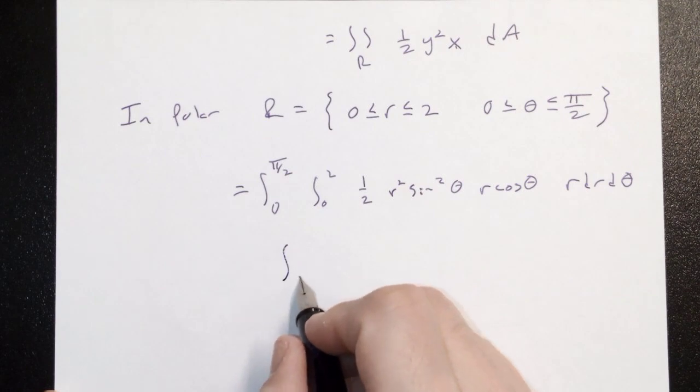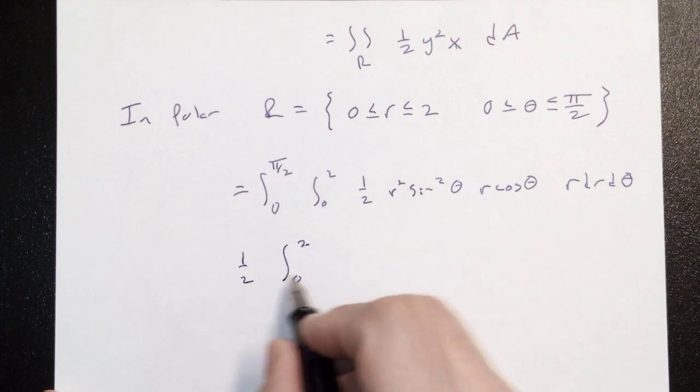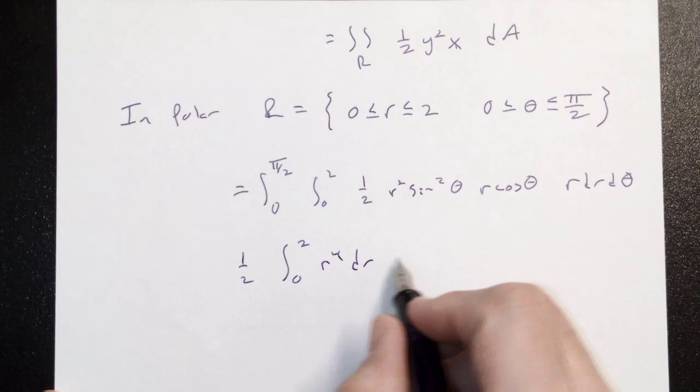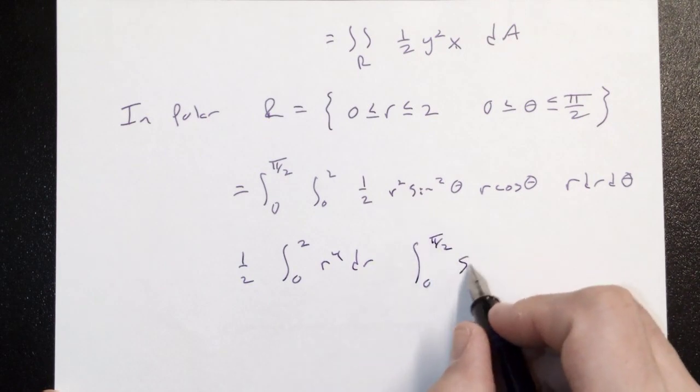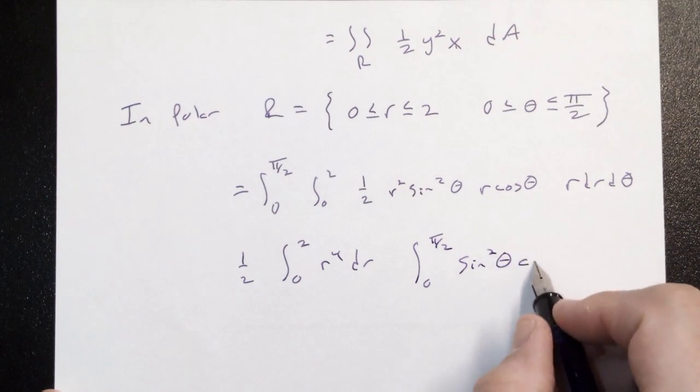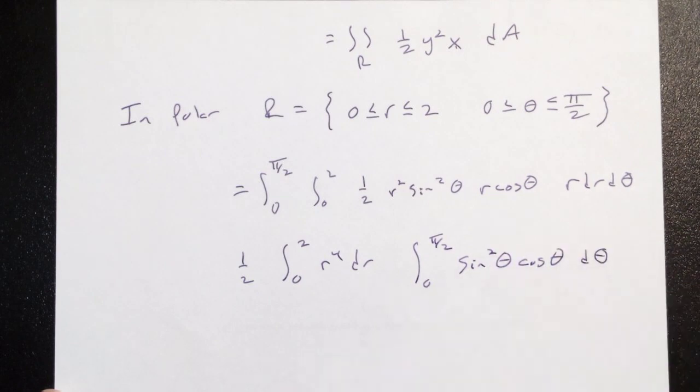So I get the integral from 0 to 2, or 1/2 outside, R to the 4th dr, and then the integral from 0 to pi over 2 sine squared theta cosine theta d theta. Because they're all multiplied. There's no adding, there's no subtracting. I can just spread the multiplications apart. That's my corollary to Fubini. He's my favorite guy for this position.